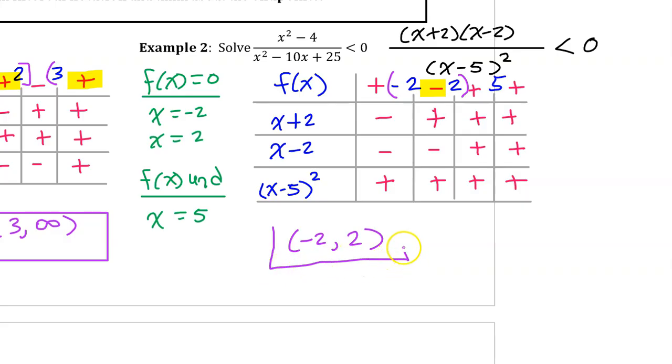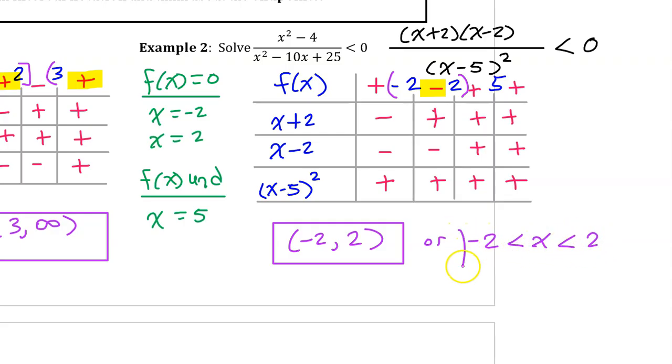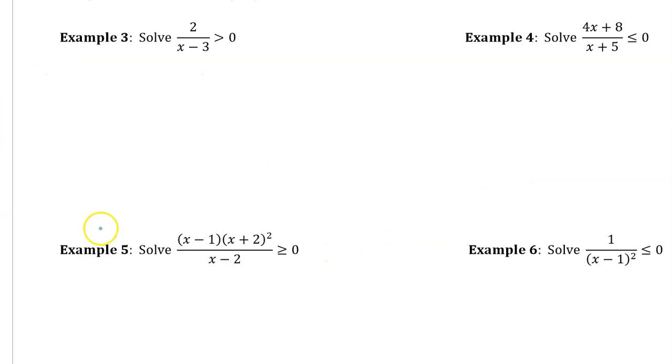This is not an ordered pair. This is an interval. By the way, I'm not going to do this every time, but we could also write this as an inequality. So as an inequality, we would say -2 is less than x, which is less than +2. I prefer to write things in interval notation.